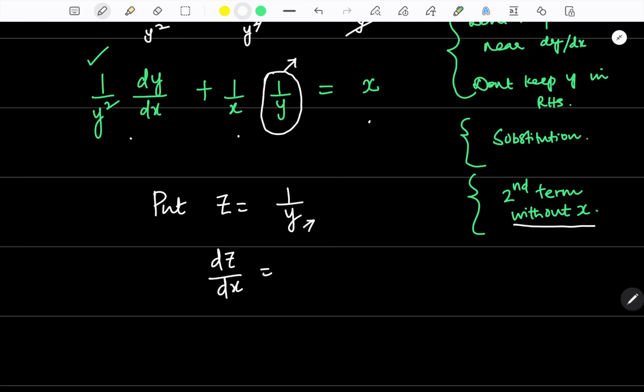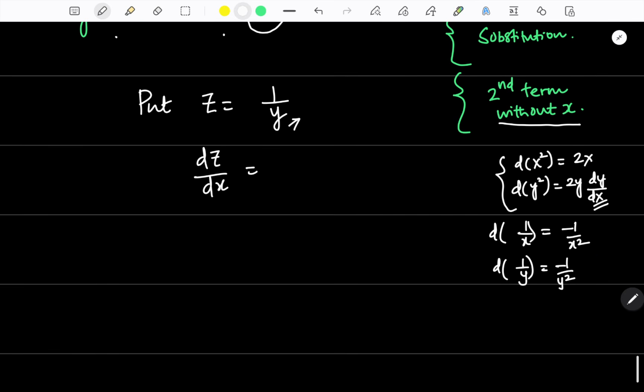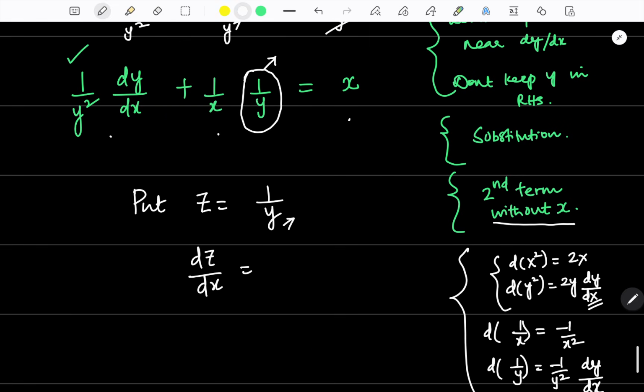Y is a function of x. Keep in your mind. We know that differential of x square is 2x. When I ask you differential of y square, which is nothing but 2y dy by dx, because we are doing it with respect to x. So this is the difference between differentiating x square and differentiating y square. If I differentiate 1 by x, I will get minus 1 by x square. If I differentiate 1 by y, I will get the same thing, minus 1 by y square, but at the same time into dy by dx. So dz by dx is equal to minus 1 by y square dy by dx.